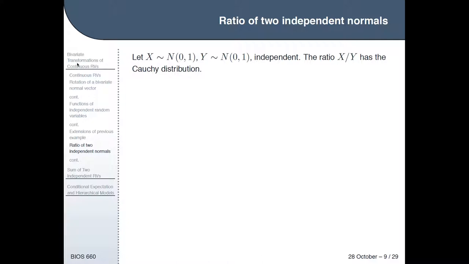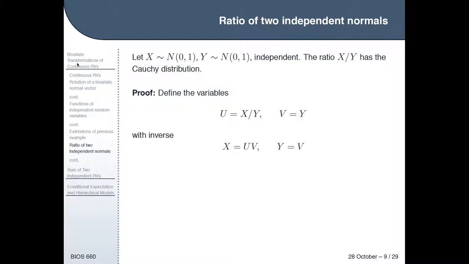Next example, say that we want to find the ratio of two independent normals. As you'll recall, I mentioned a few weeks back that if x and y are normal 0, 1, then the ratio x over y has a Cauchy distribution. So how can we prove that? Well, let's define u to be x divided by y and v to be y.